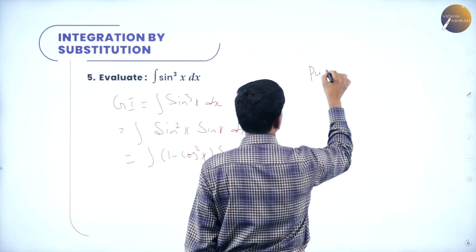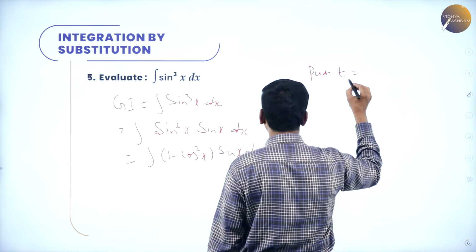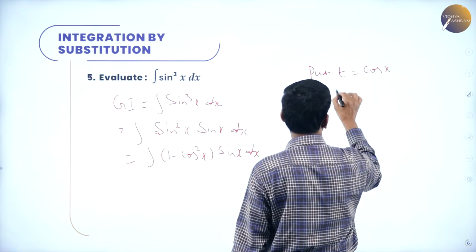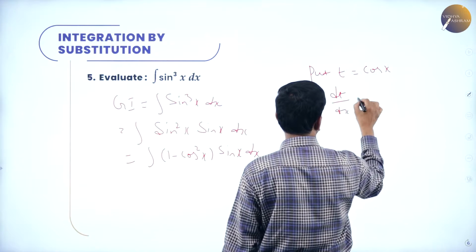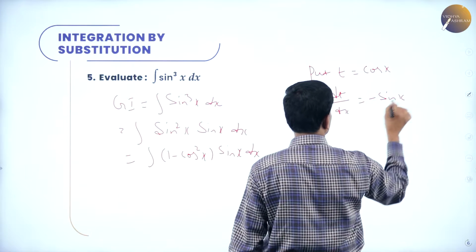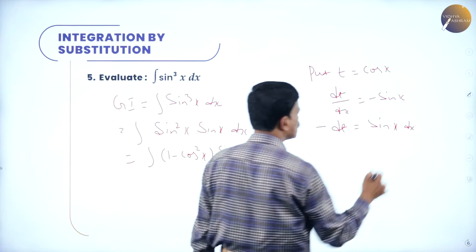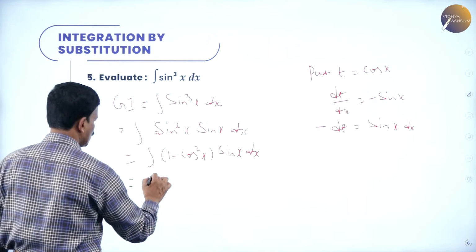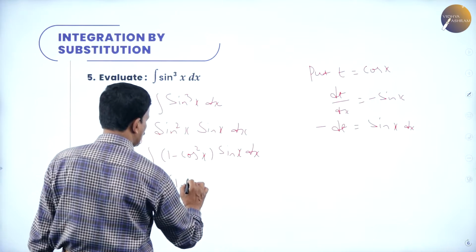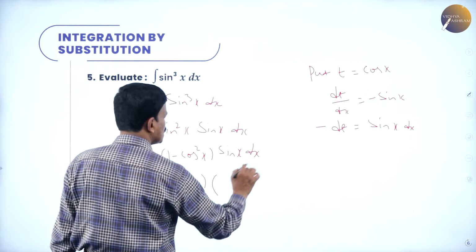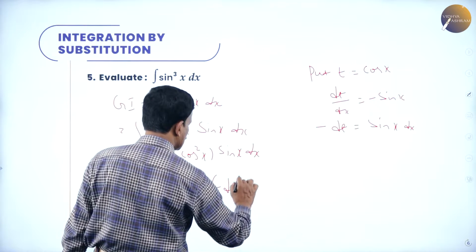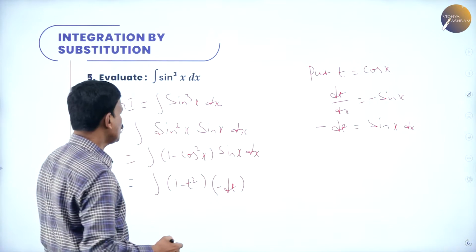Put t is equal to cos x. Now differentiation of cos x, dt by dx is equal to minus sin x, or minus dt is equal to sin x dx. So this given integral becomes integral of 1 minus cos square x is t square, and sin x dx is equal to minus dt. Okay, minus dt.